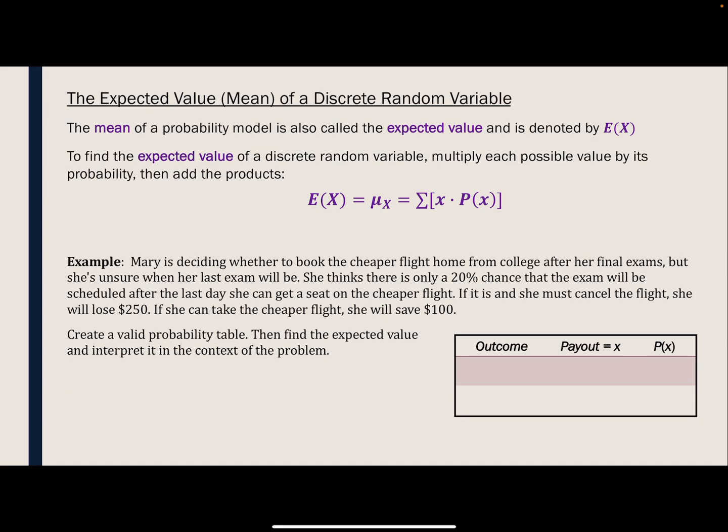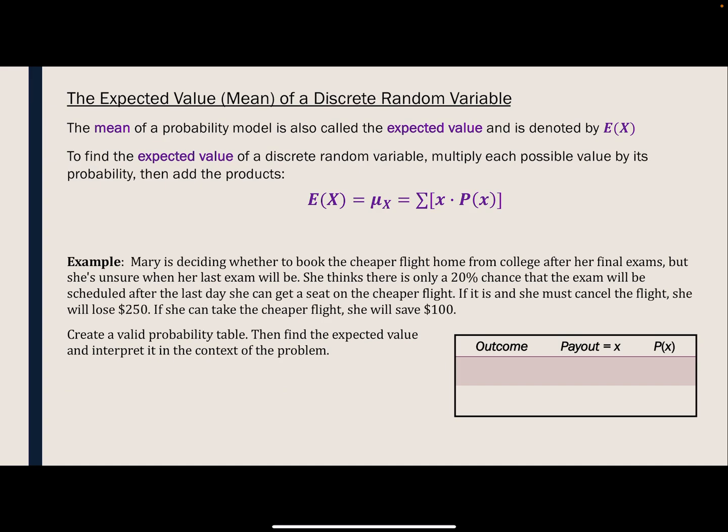So in this example, we have that Mary is deciding whether to book the cheaper flight home from college after her final exams, but she's unsure when her last exam will be. She thinks that there's only a 20% chance that the exam will be scheduled after the last day she can get a seat on the cheaper flight. If it is, and she must cancel the flight, she will lose $250. If she can take the cheaper flight, she will save $100. We want to create a valid probability table and then find the expected value and interpret it in the problem.